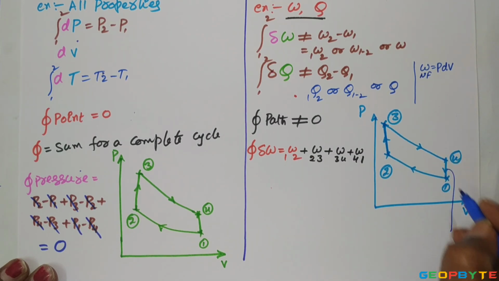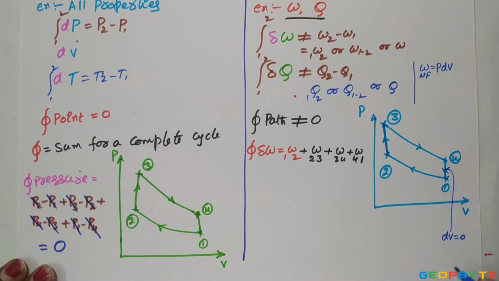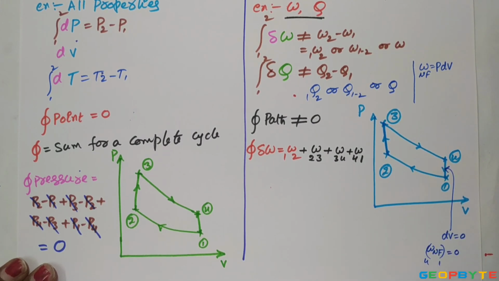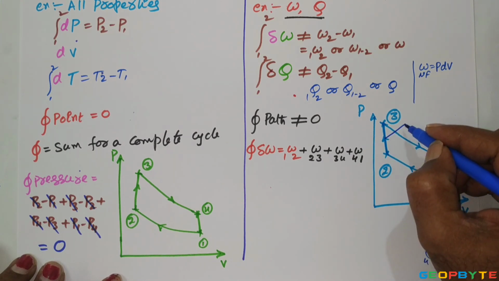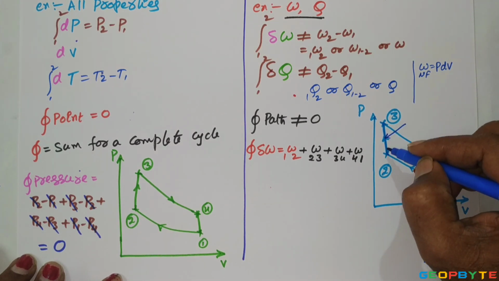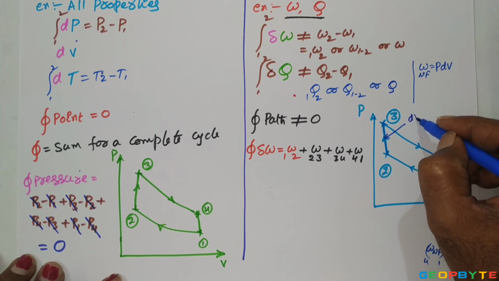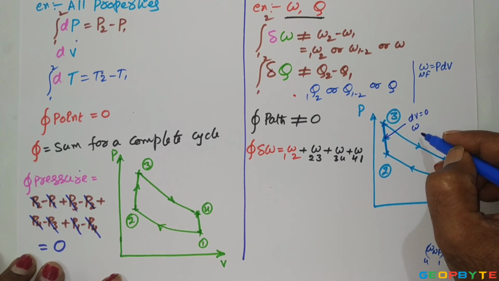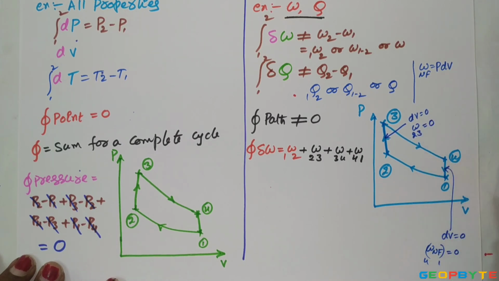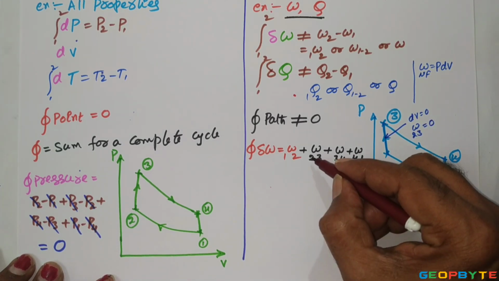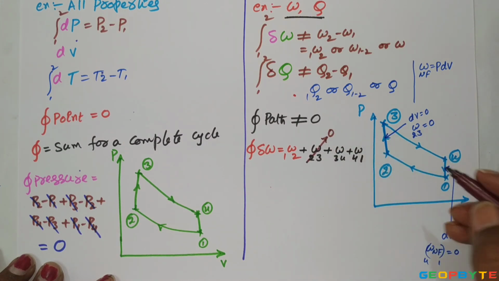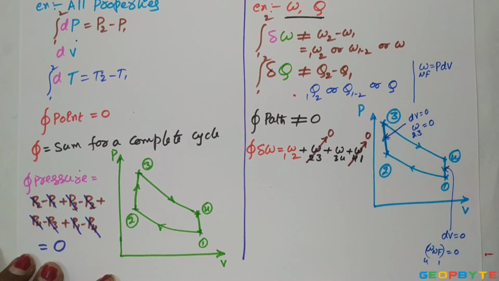Look at the change in volume during 4 to 1. Since it is a constant volume process, dV equals 0. If dV equals 0 for 4 to 1, non-flow work for 4 to 1 is equal to 0. Similarly, look at 2 to 3, where volume remains constant. If volume is constant, dV equals 0, so work for 2 to 3 equals 0. Work for 4 to 1 is also equal to 0.